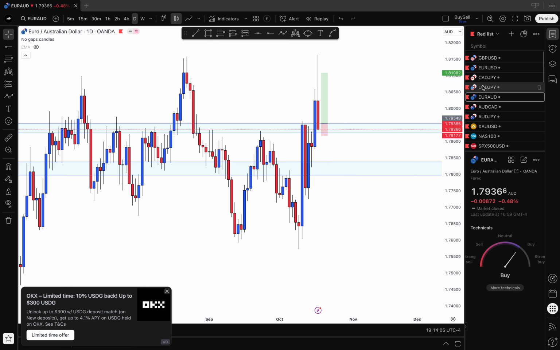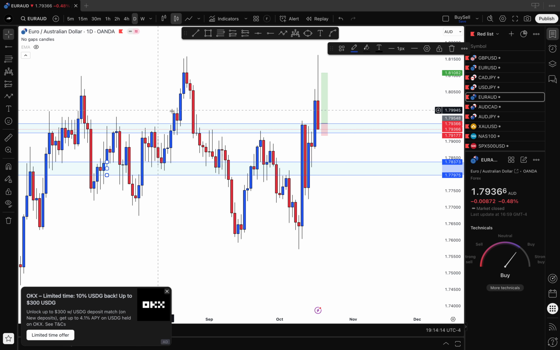Euro AUD is very similar. It's really the same setup. Like daily, we're at an area of interest. Same thing, if we enter at this area of interest, we're going to have a lot of resistance above us. So I'll delete that.